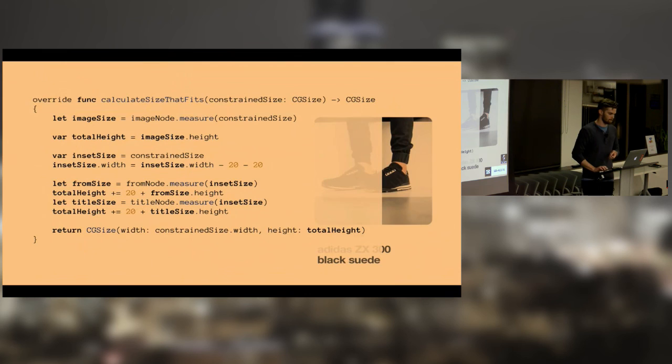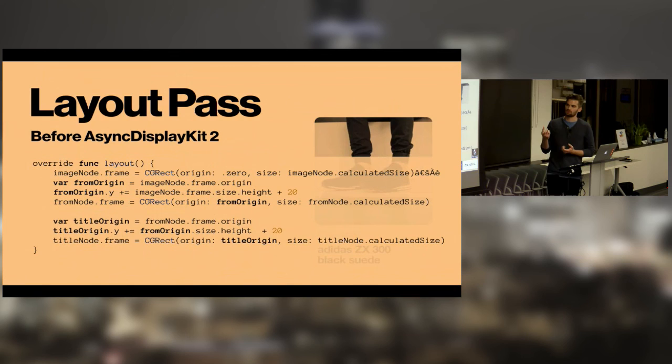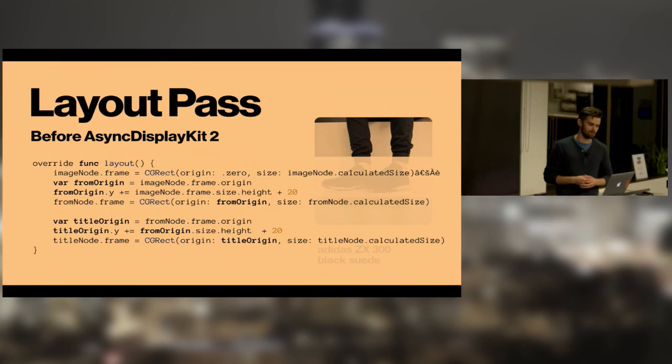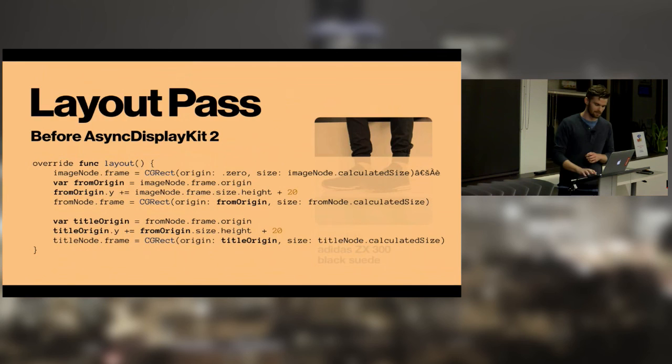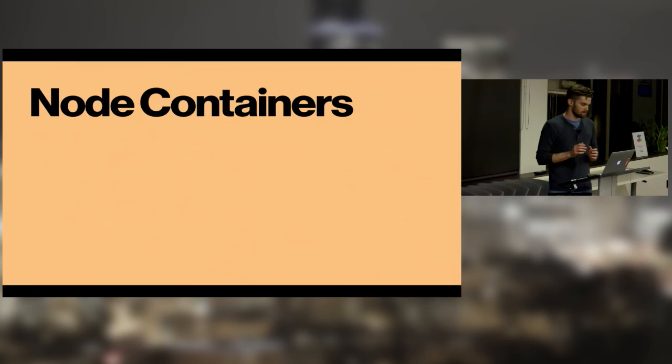And then we have the layout. This layout method is actually triggered by the underlying view's layout subviews call. So just think of this as layout subviews. And so in this process, with AsyncDisplayKit, you take the cached values, so this calculated size property here, and you apply it to the individual frames of your subviews. And by doing this, each subsequent call to layout, any time a layout pass happens, it will immediately be using the cached values. So this brings me to node containers.